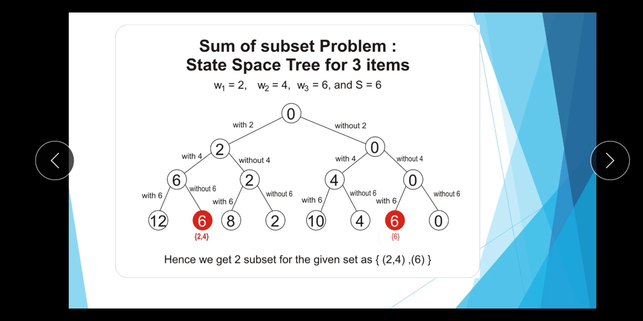Now 0 plus 6 becomes 6. We get our solution here, that is 6 with only one element. So we form the subset with one element, 6. So this is our second subset for the given problem, and without 6 it becomes 0. So we get two subsets for the given set: 2, 4, and another subset that contains one element, 6. Here we draw the state space tree for the given input set by selecting the element with or without. Left side contains with and right side contains without. In this way we draw the state space tree for the given set.